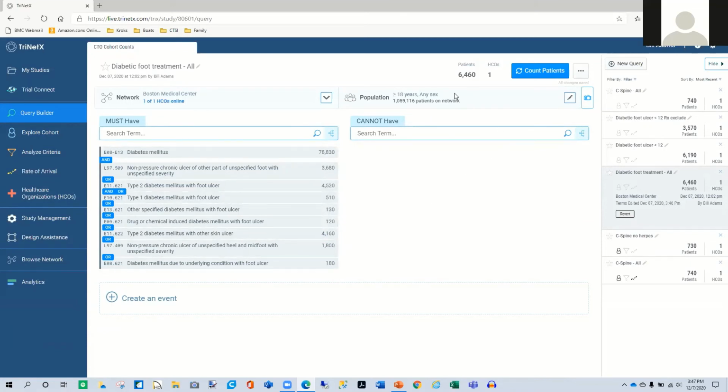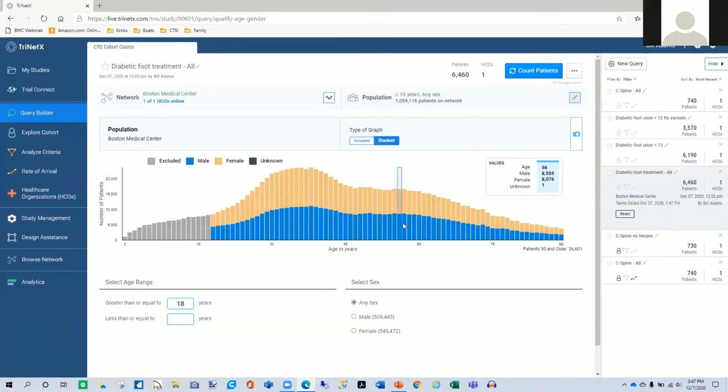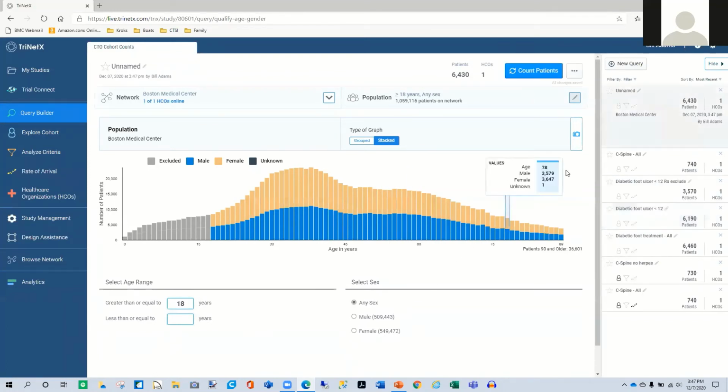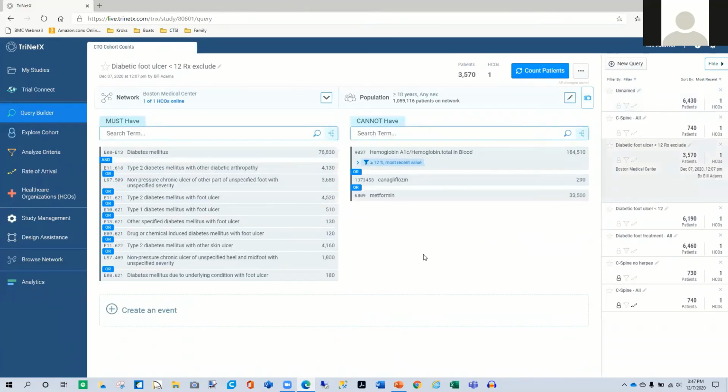And then in this section up here, I was able to define the over 18 years of age and any sex. And so when you count that up, you get that number. And then I was able to go a little bit deeper and say, exclude people who ever had an A1C greater than 12.